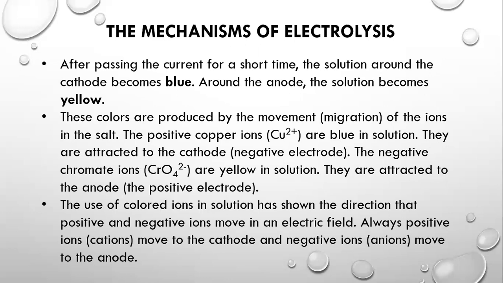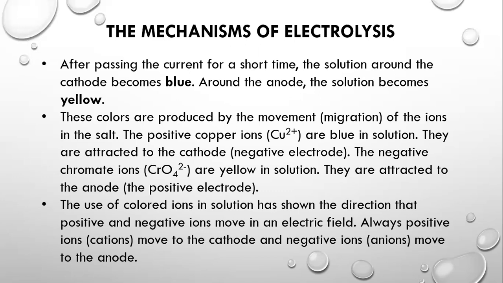The positive copper ions are what make the solution blue. They are attracted to the cathode, the negative electrode. The negative chromate ions are yellow in solution, so they are attracted to the anode, the positive electrode. So generally, we can say that the positive ions are attracted to the negative electrode, while the negative ions are attracted to the positive electrode.